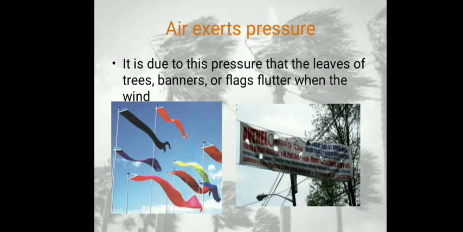Also, in this second case, you can see there are some holes in the posters or the banners. Now why are these holes there? These holes are there so that the air can pass through these banners, because if the air does not pass through these banners, the air pressure will tear the banner or the banner will fall down due to air pressure. So some holes are made in the banners. So with these examples, we can say that air exerts pressure.